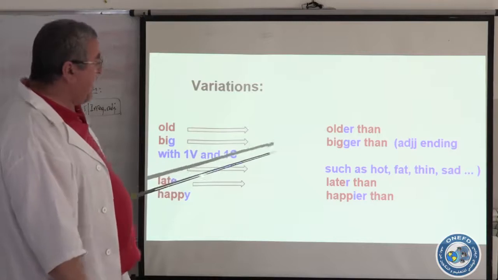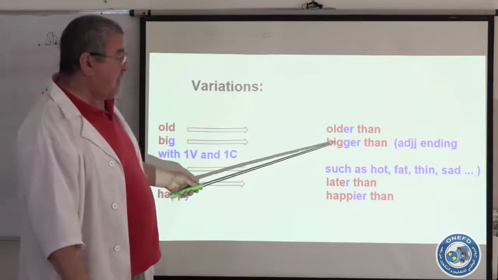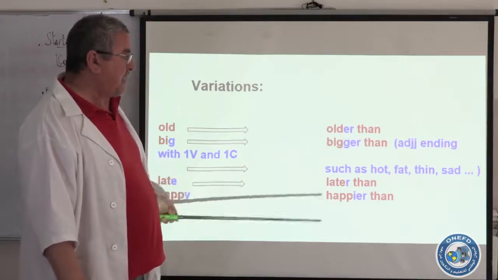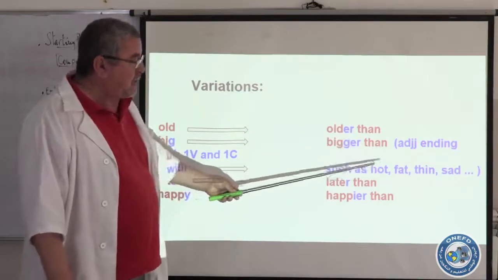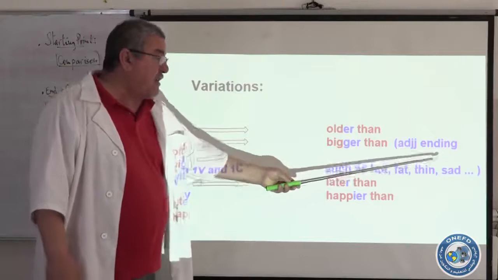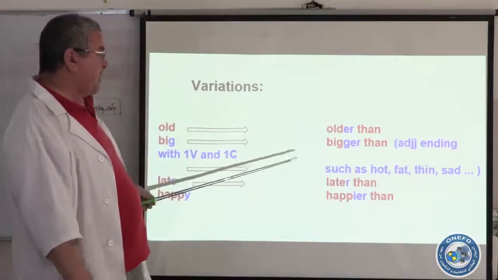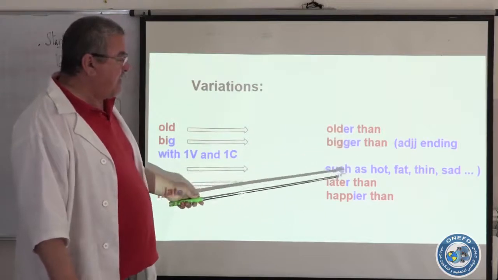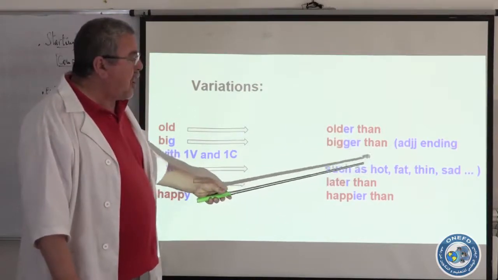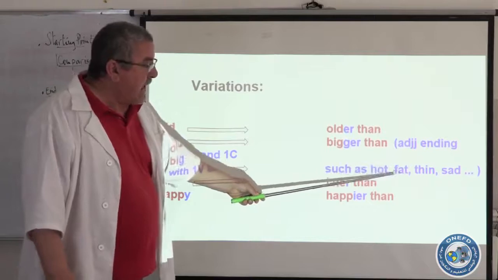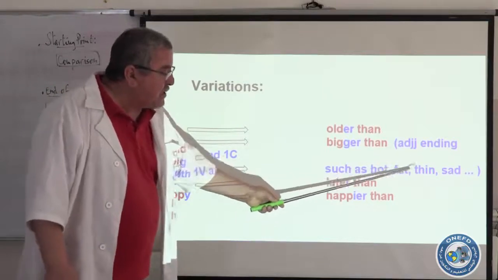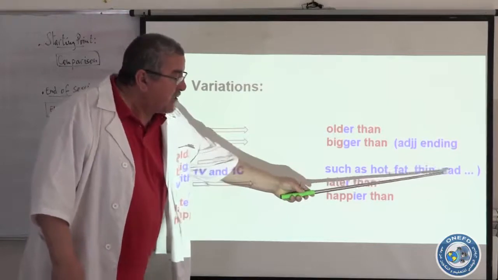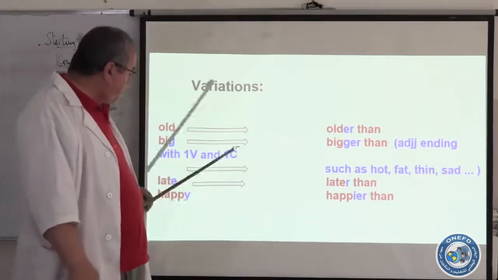There are other examples for adjectives where we must double the letter. We have hot, fat, thin, sad. So we are going to say big, bigger than, hot, hotter than, fat, fatter than. We always double the letter, the consonant. Thin, thinner than, sad, sadder than.